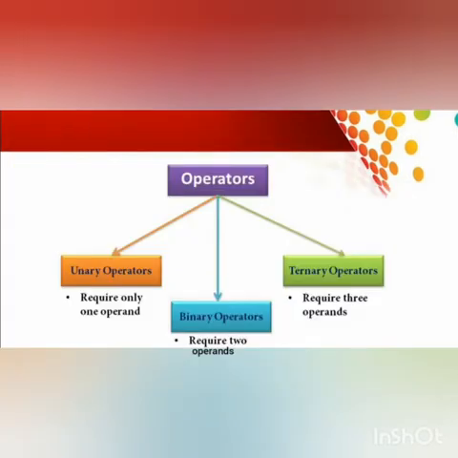C++ provides many operators. Based on the number of operands, the operators are classified as unary operators, binary operators and ternary operators. The first one is unary operators. It requires only one operand. So, the unary operators work on only one operand, that is one data item. The second one is binary operators. It requires 2 operands. And the third one is ternary operators. It requires 3 operands to perform some operations.